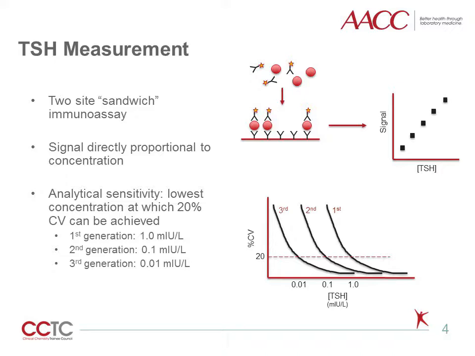Currently available TSH assays are referred to as third-generation assays with an analytical sensitivity defined by the lowest concentration at which a 20% coefficient of variation can be achieved. Third-generation assays exhibit a 20% CV at 0.01 milliIUs per liter and can adequately distinguish between hyperthyroid, euthyroid, and hypothyroid patients. Previously available first- and second-generation assays could identify hypothyroid patients, but had difficulty discriminating between hyperthyroid and euthyroid patients.